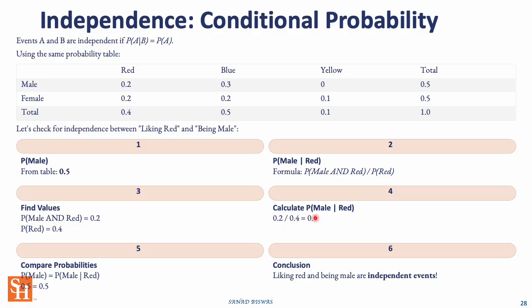So now we can see that the probability of male equals the probability of male given red. These two are equal. Therefore from this as well we can say that being male and liking the red color are independent events, right?